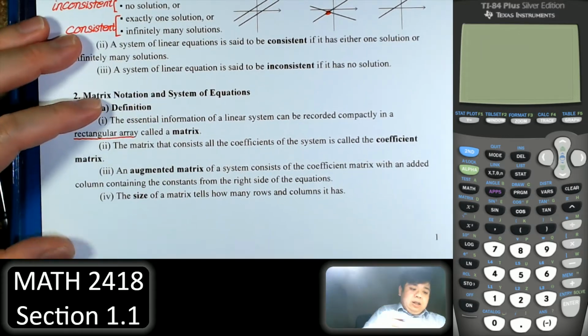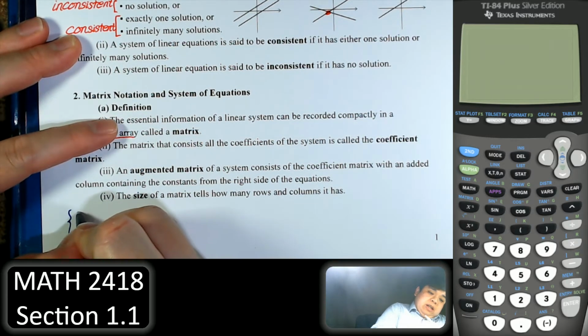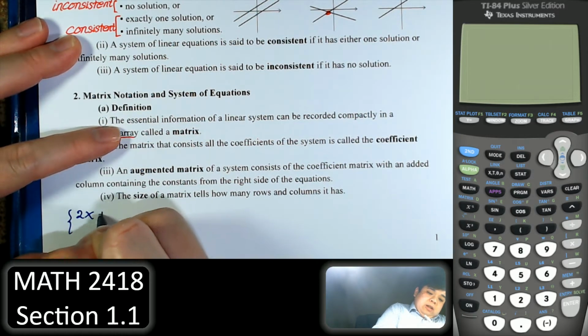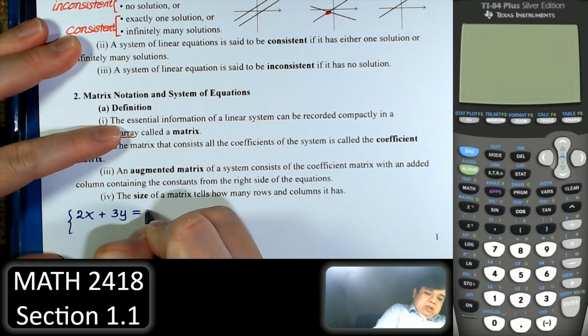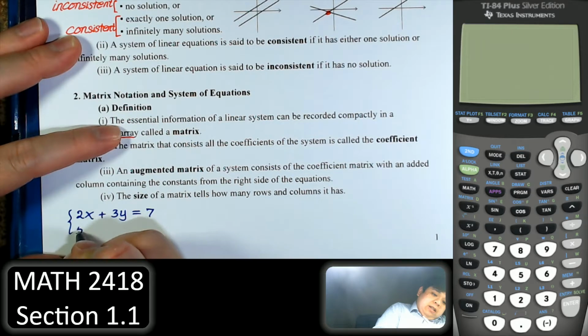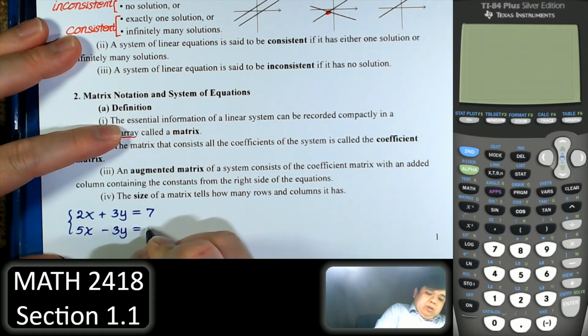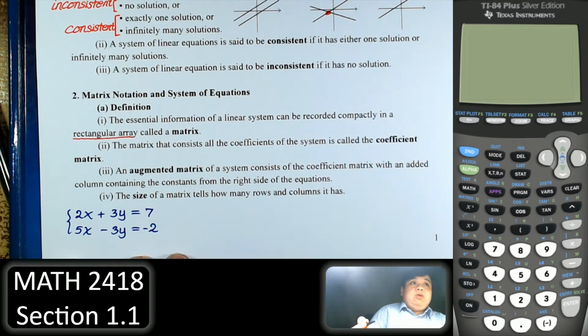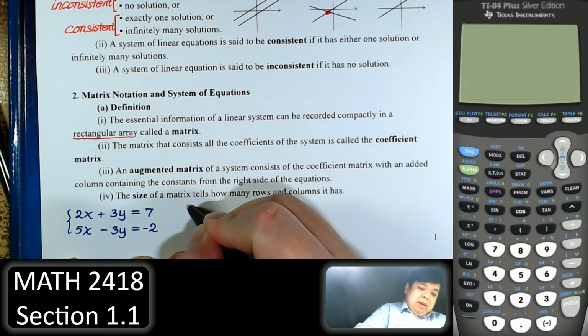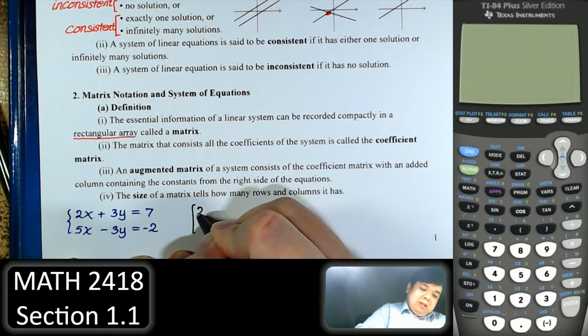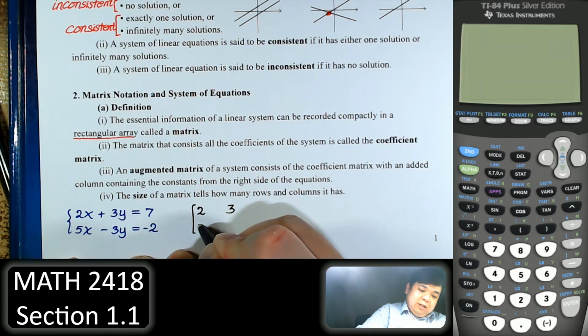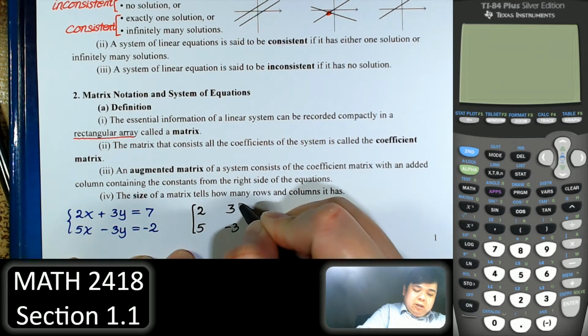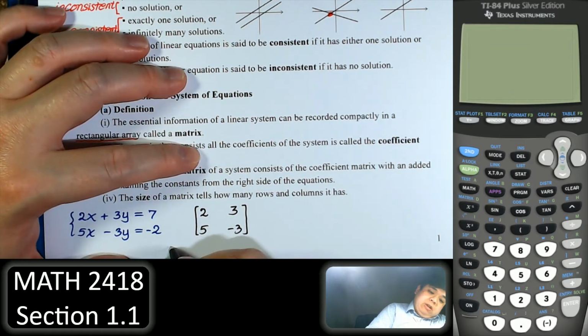A simple one. Let's say just two equations. 2x plus 3y equal to 7, and 5x minus 3y equal to minus 2. So we have the system of two equations. If we want the coefficient matrix, we're just going to write all the coefficients and put them in a matrix. And this is a coefficient matrix.